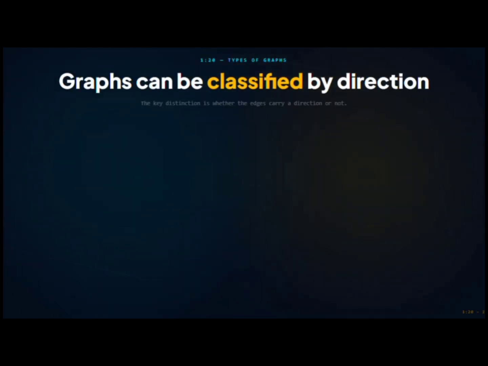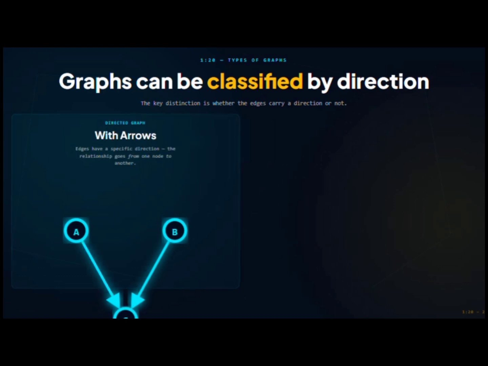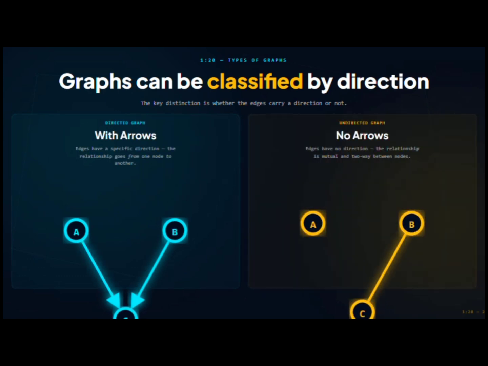Graphs can be classified based on whether their edges have direction or not. A directed graph uses arrows to show the direction of relationships between nodes, meaning the connection goes from one node to another in a specific way, such as A to B, but not necessarily from B to A. In contrast, an undirected graph has no arrows, meaning the connection between nodes is mutual or two-way, where A is connected to B and B is also connected to A.